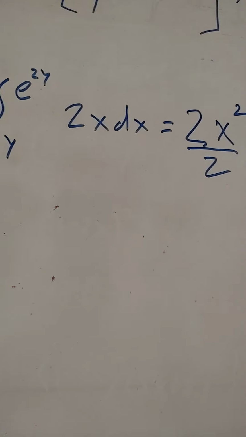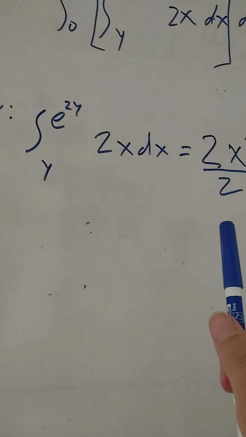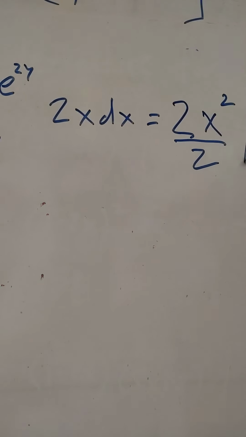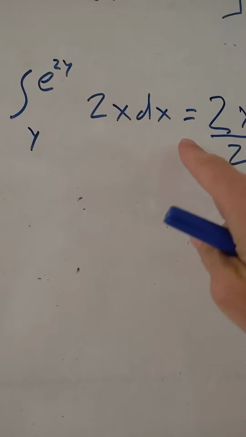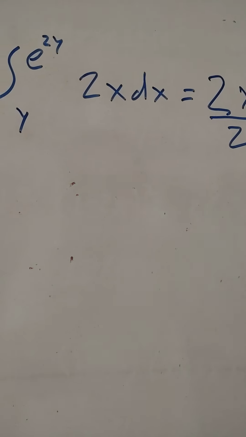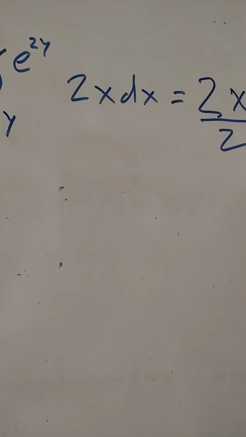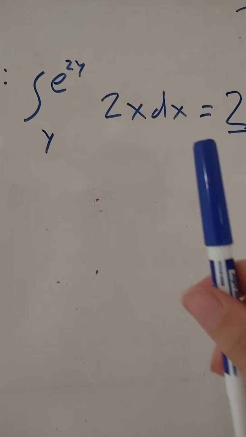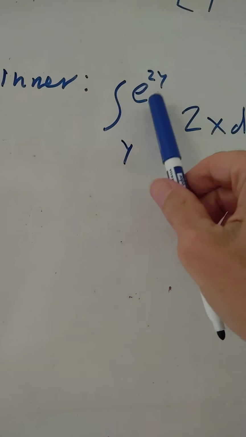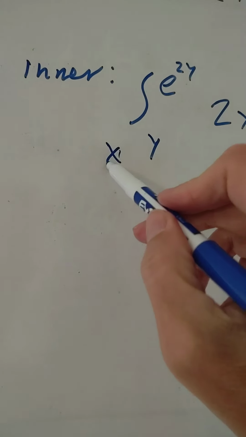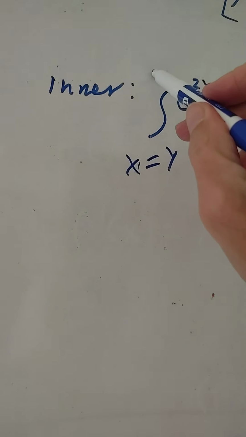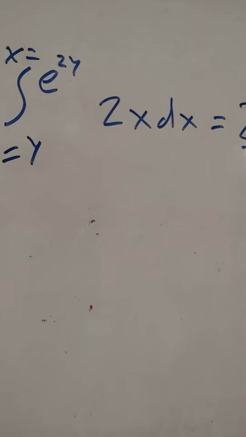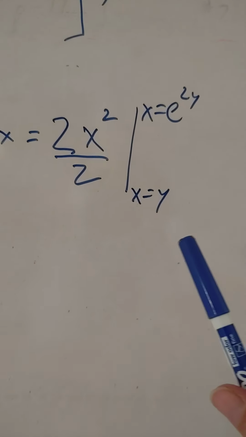Now that I have the antiderivative, because whenever you're doing a definite integral, you first do the antiderivative, and then you evaluate. Because this is with respect to x, I'm going to evaluate from x equals y to x equals e to the 2y. Again, because this integral is with respect to x, these limits are in terms of x. If you want to, you can write x equals y to x equals e to the 2y. That makes you a little less likely to make an error.